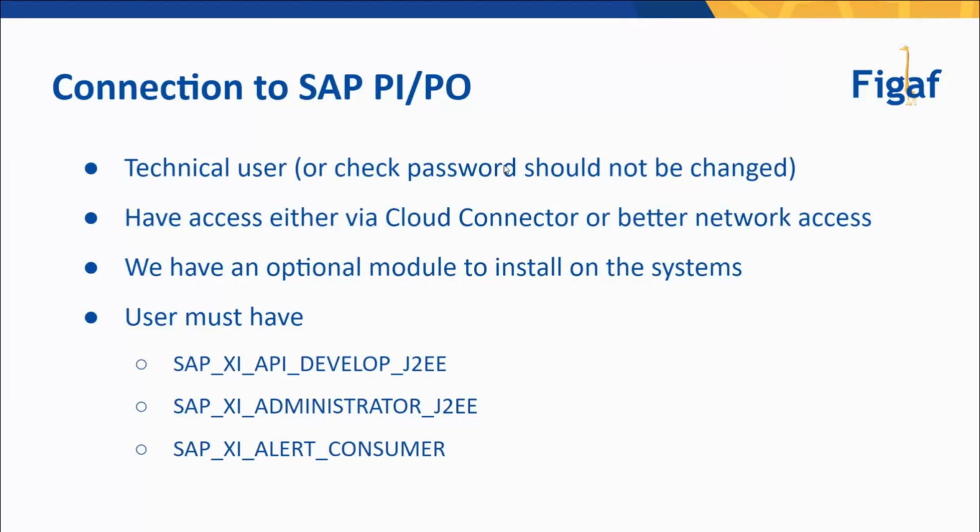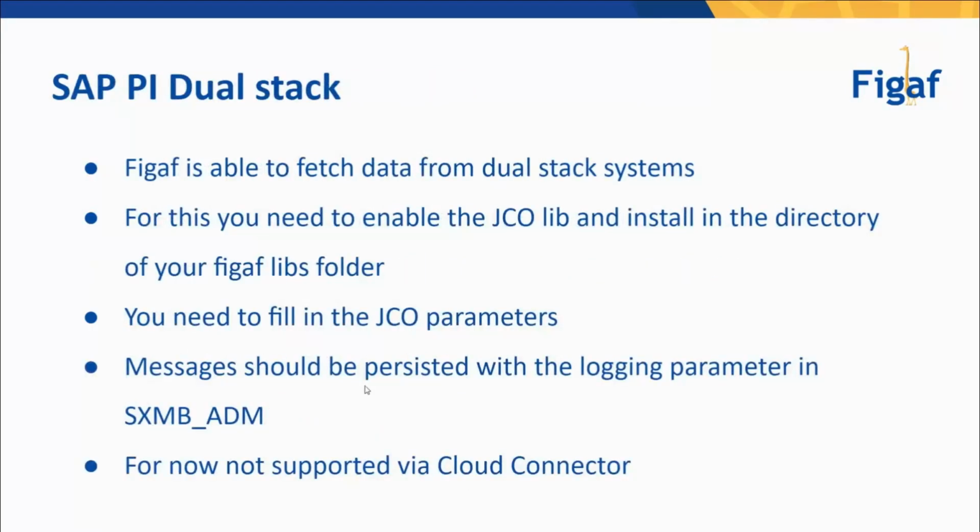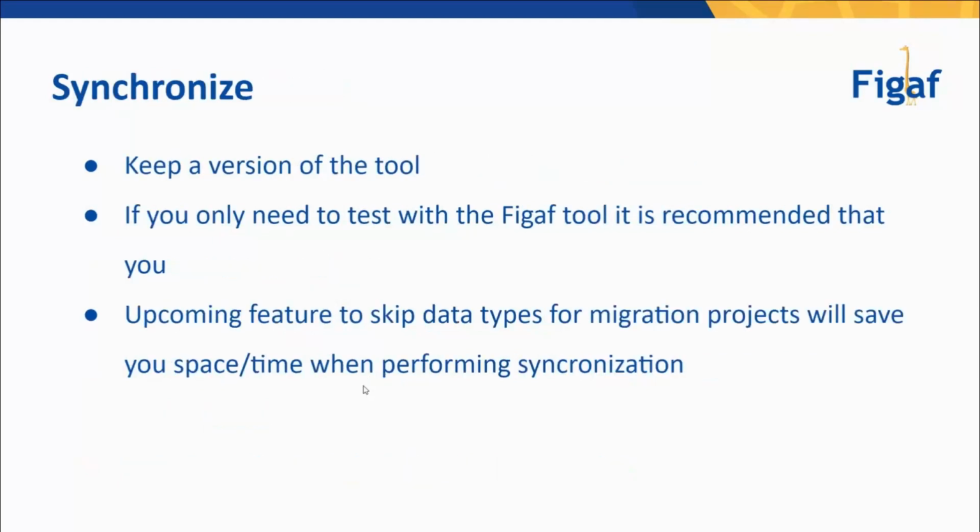We do have an option module that you need to install on the system, but I think in most cases we do not need that. So we don't normally recommend doing that unless there is a specific purpose for getting these things. You need to have these API developer, admin, and alert roles if we need to use the alert setup for this. We also do have some dual stack options. We'll not cover that here, but if you need to record messages.